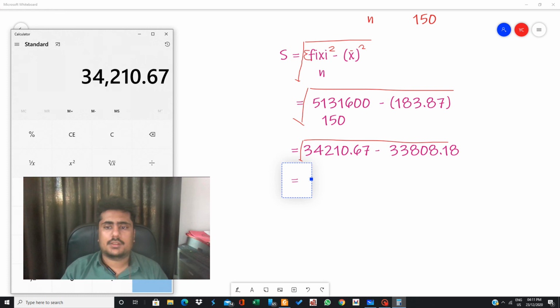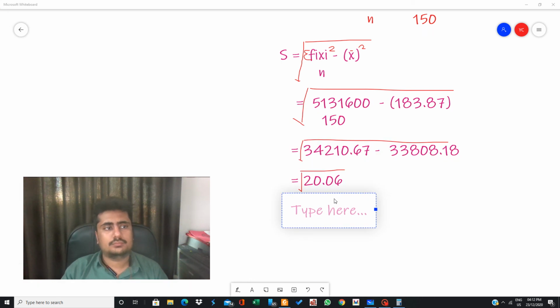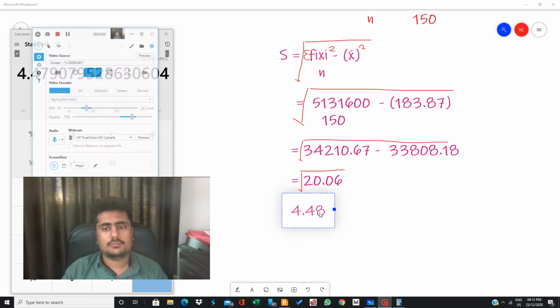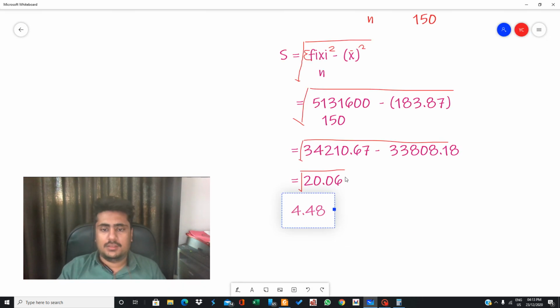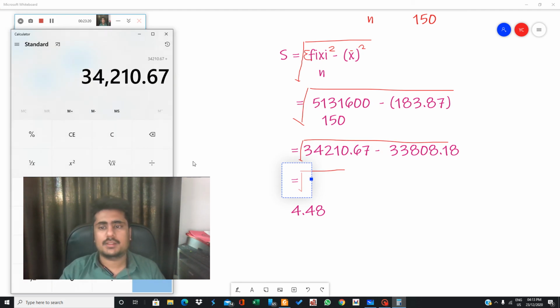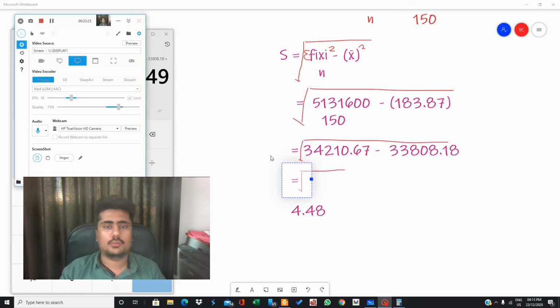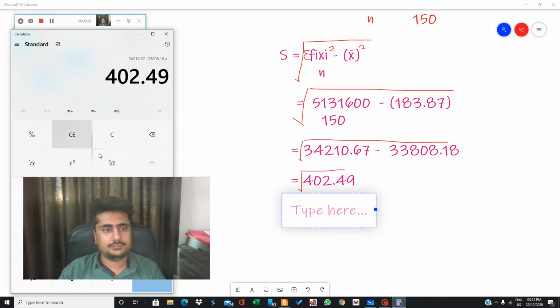34210.67 minus 33808.18 is 402.49. The root of 402.49 is 20.06.